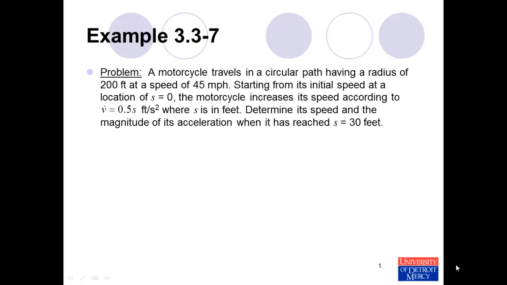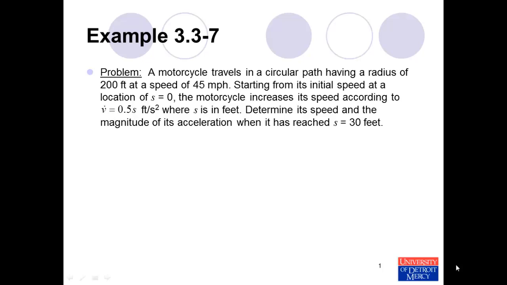Starting from its initial speed at a location of s equals 0, the motorcycle increases its speed according to the equation v dot equals 0.5 times s feet per second squared, where s is in feet. Determine its speed and the magnitude of its acceleration when it has reached s equals 30 feet.